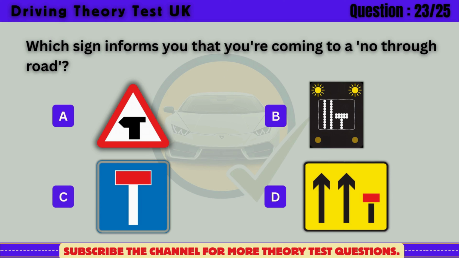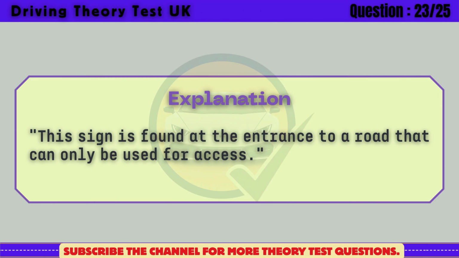Question 23. Which sign informs you that you're coming to a no-through road? Answer was C. This sign is found at the entrance to a road that can only be used for access.